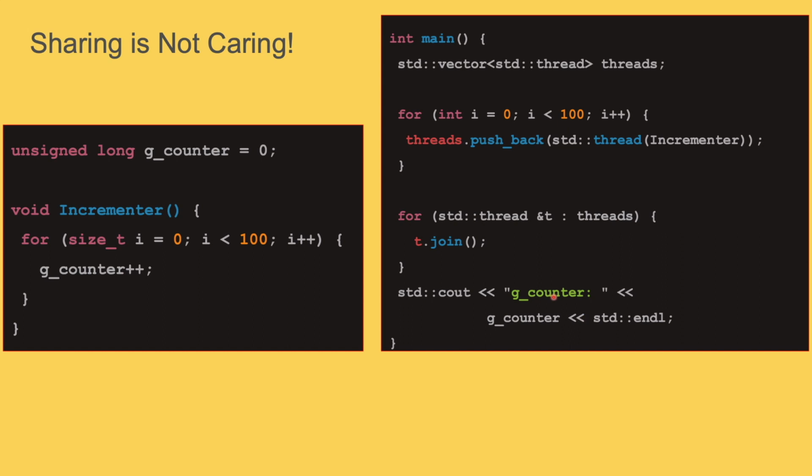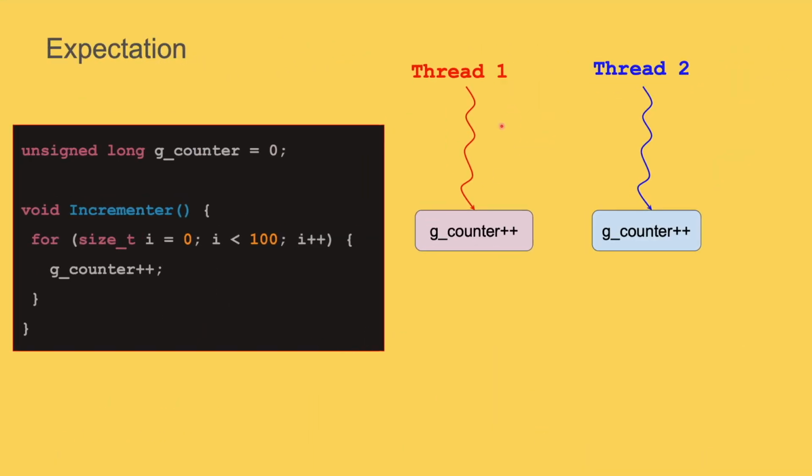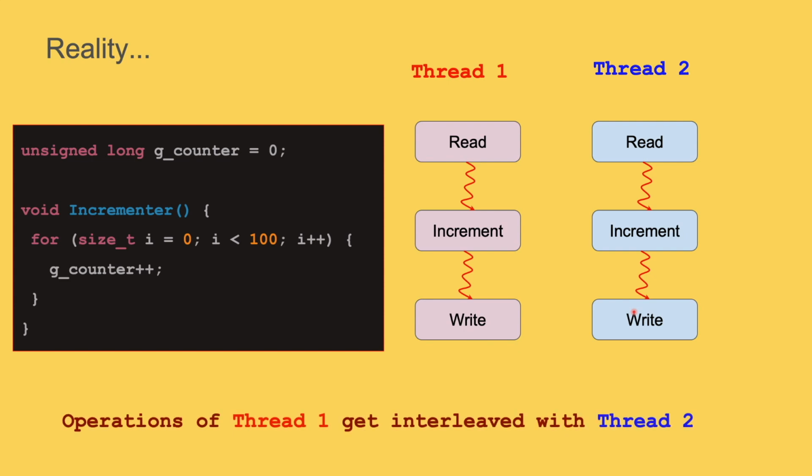Now the question is, would the final value of G counter be 10,000, which is 100 multiplied by 100? The expectation is each thread takes the counter and increments it in parallel with other threads with no problem. But in reality, this is not the case because reading, incrementing, and writing are not atomic actions. And while one thread is trying to read and increment and write, the other thread might do the same thing in parallel, and that causes a problem.